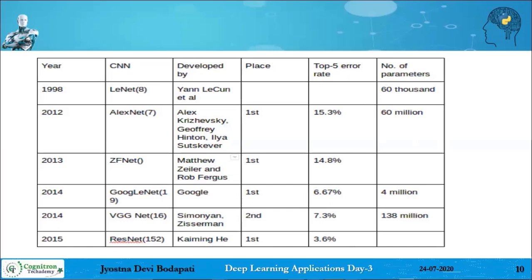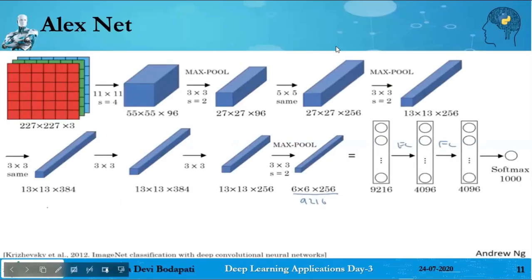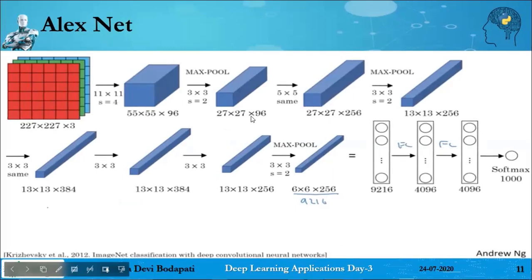So let's start with AlexNet. This is the AlexNet architecture. Here there are eight layers. You can see the convolution layer, then max pooling, convolution, max pooling, convolution, max pooling, and then the dense layers. The final three are dense layers, and then the output layer. This is how the convolutional neural network was designed by Alex in 2012.